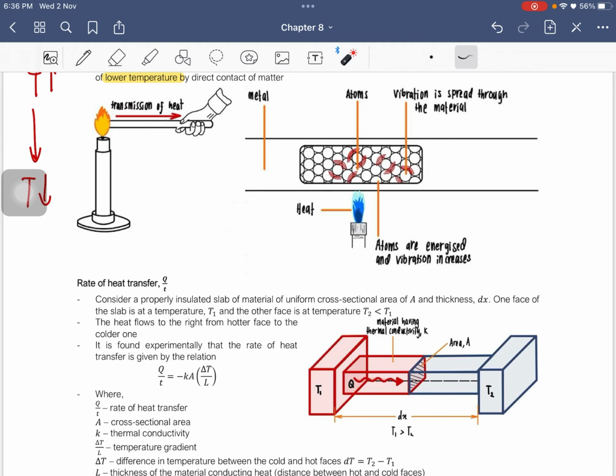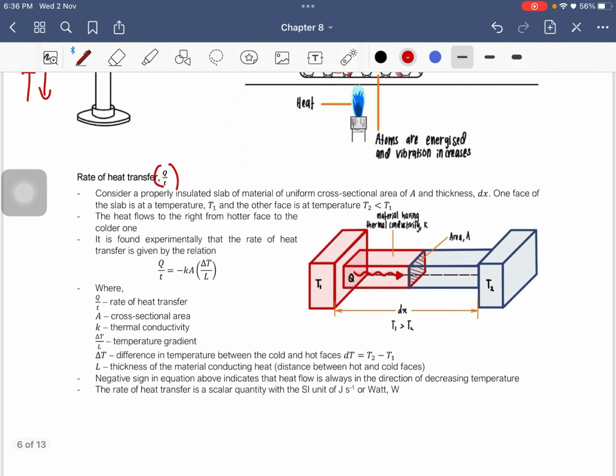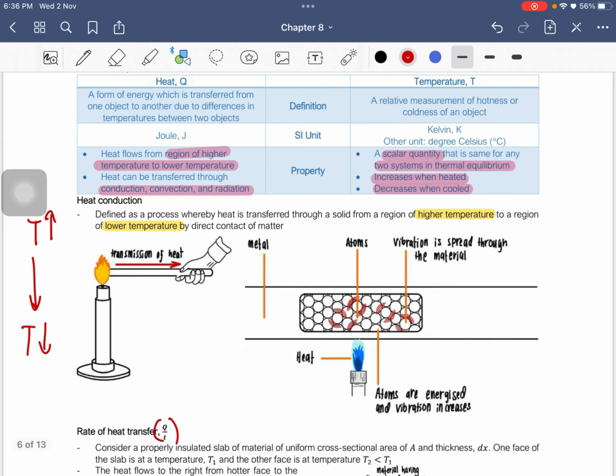So the rate of heat transfer, it is Q over T. Okay, so let's consider a properly insulated slab of material with cross-sectional area A and thickness dx. So this is the cross-sectional area, this is the thickness. So one face of the slab is at temperature T1. So this is T1 and the other temperature is T2, where T2 is less than the temperature of T1. So it is found experimentally that the rate of heat transfer is given by the relationship, by this equation here, okay? By the relation, that equation.